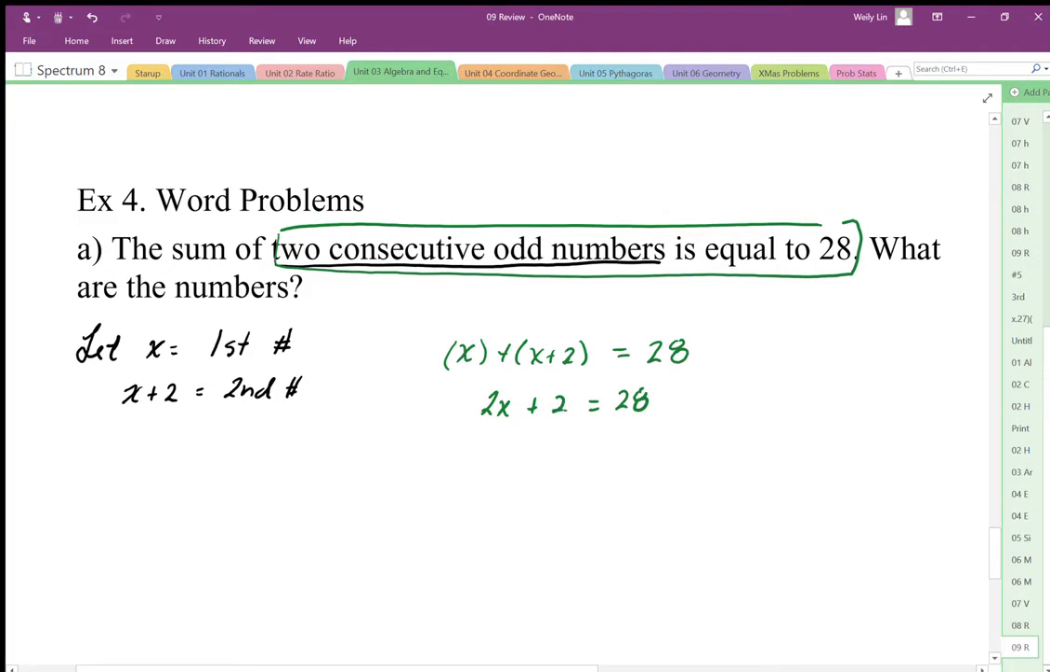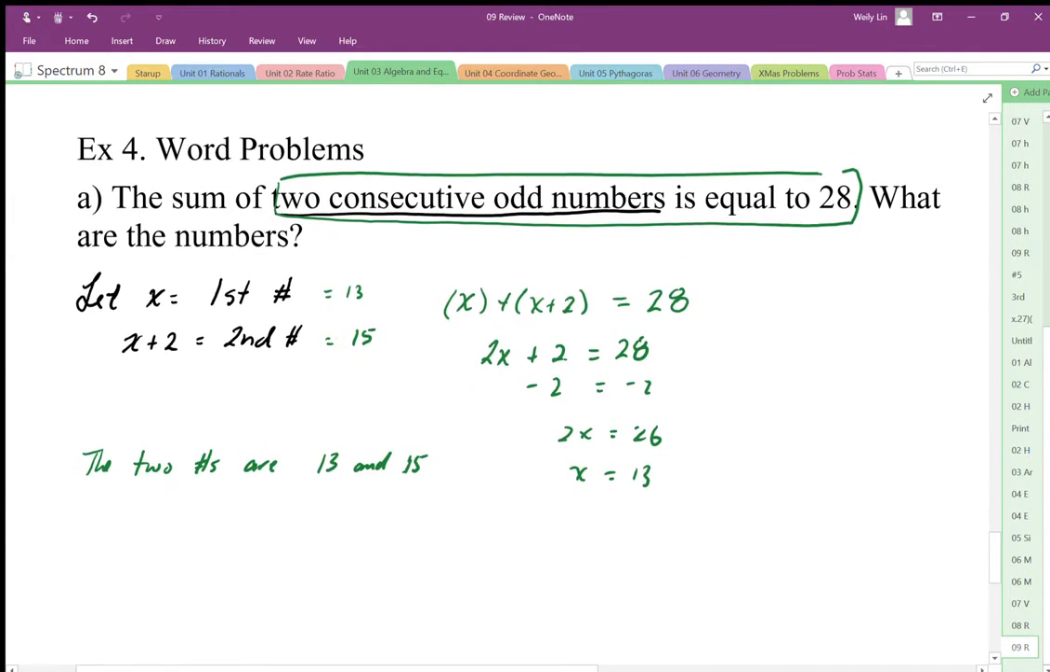Okay, so then we subtract 2 from both sides. We have 2x equals 26. x is equal to 13. So our first number is equal to 13. Our second number, x plus 2, must then be 15. Okay, so then we solve the problem. The two numbers are 13 and 15.